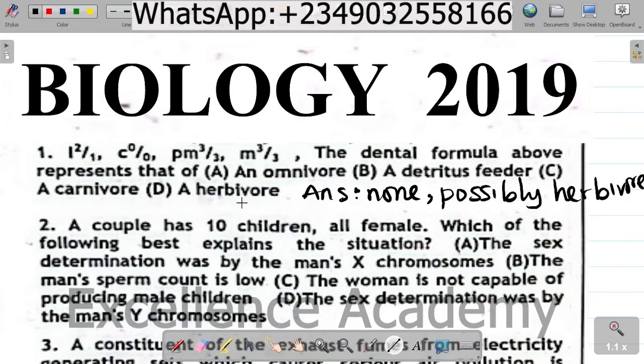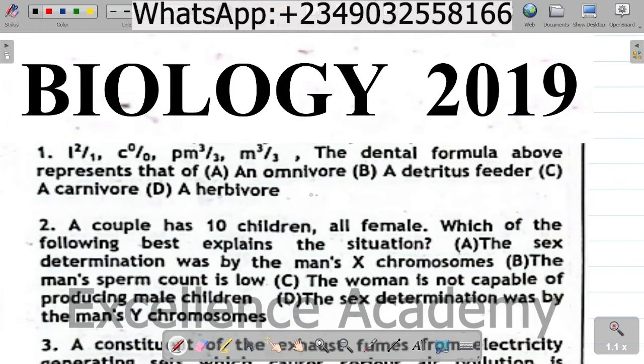Calculating with the same sample for human that I gave earlier, we get a total number of 32. Given the formula here, I 2/1, C 0/0, PM 3/3, M 3/3, the answer is not here, but could likely be a herbivore. The reason being that herbivores do not have the canine in the upper jaw and show 0 in the incisor. So the correct option is a herbivore, but the dental formula given here is not correct.